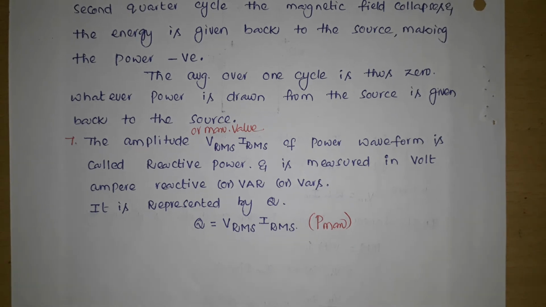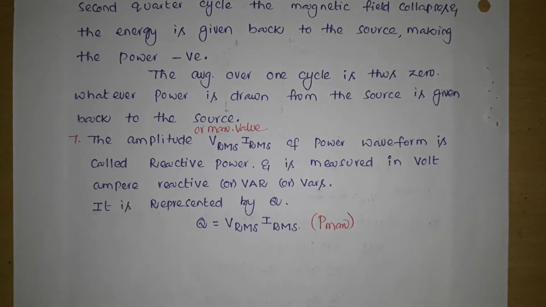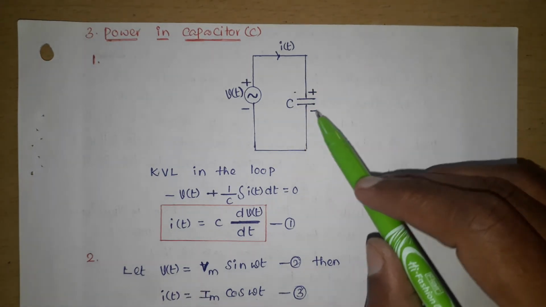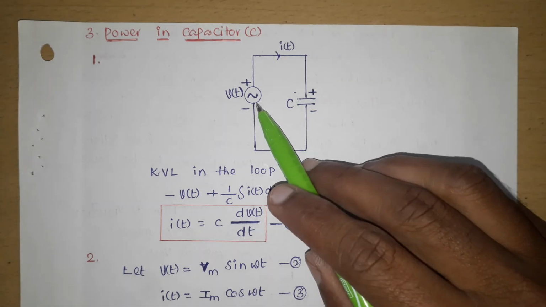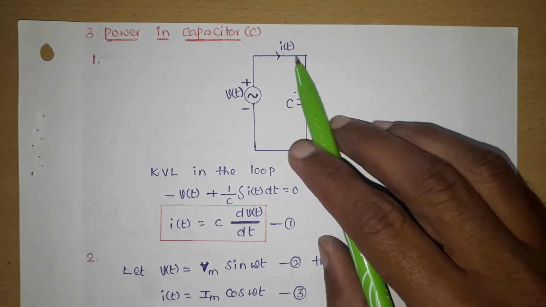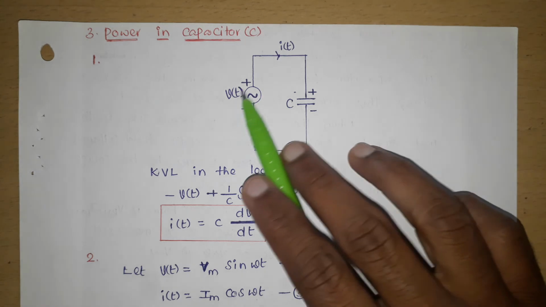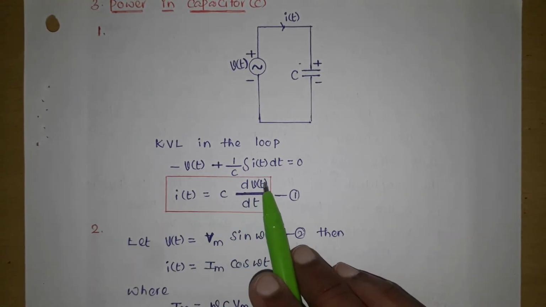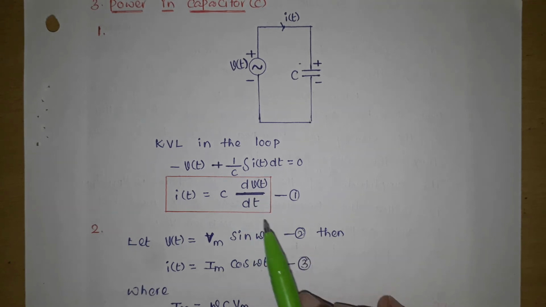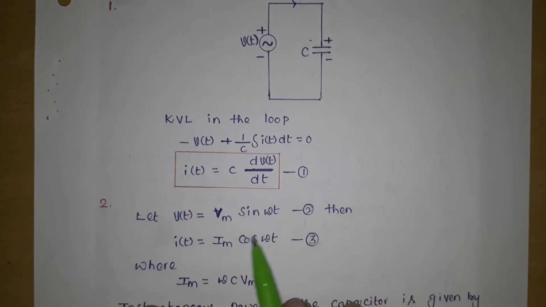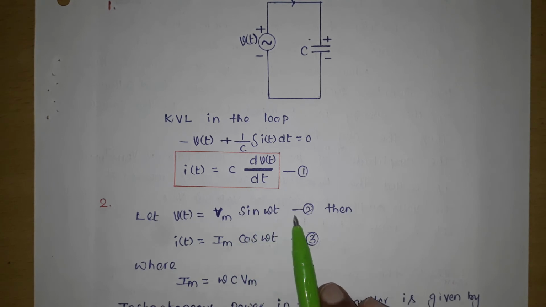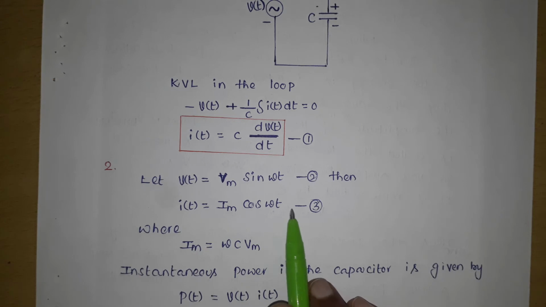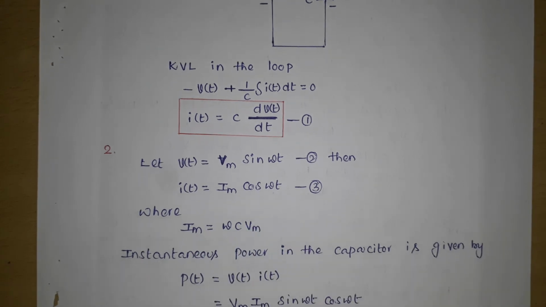Similarly, the next element is the capacitor. Power in a capacitor, capital C. Again, take the capacitor and connect it to a voltage source V of t. The current in the capacitor is I of t. The basic relation between voltage and current in the capacitor is I of t equals C dV of t by dt. Here I am taking voltage as a reference, so V of t equals Vm sin omega t. Then I of t becomes Im cos omega t, where Im equals omega C Vm.